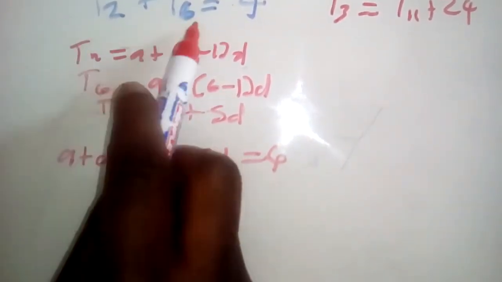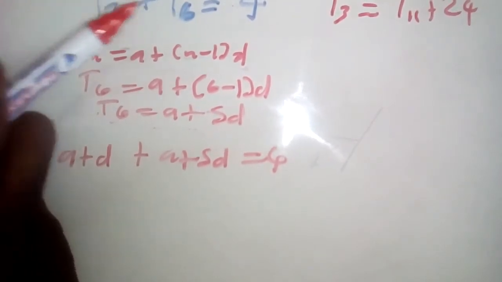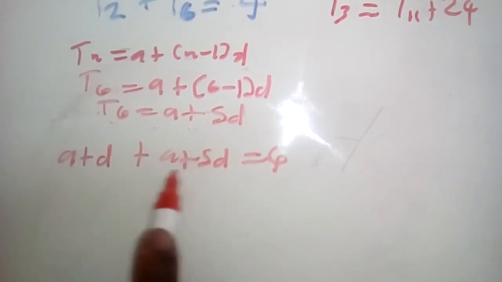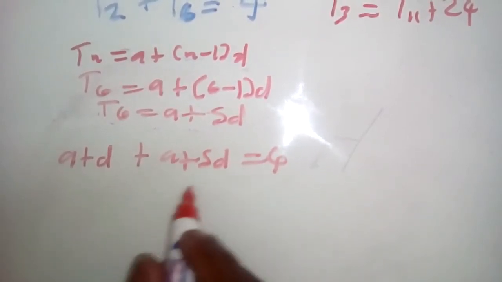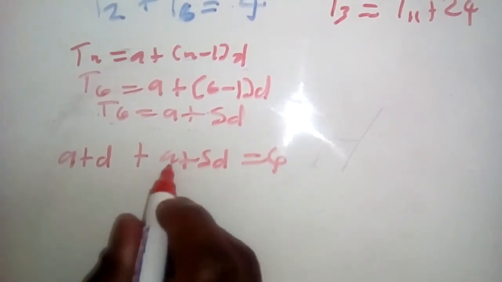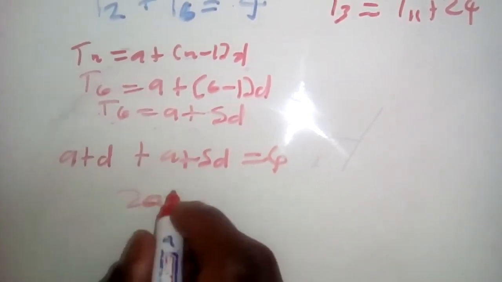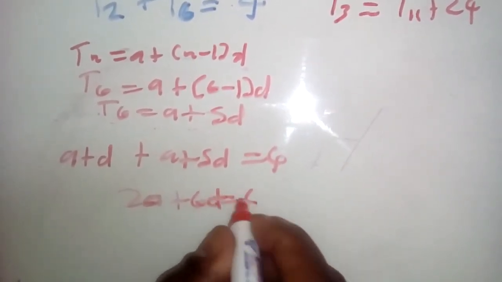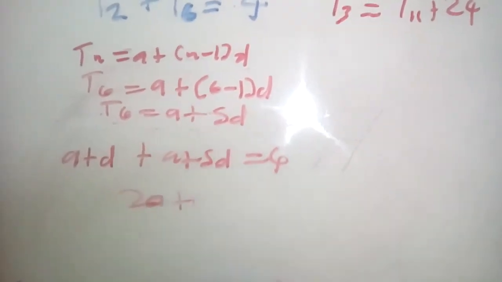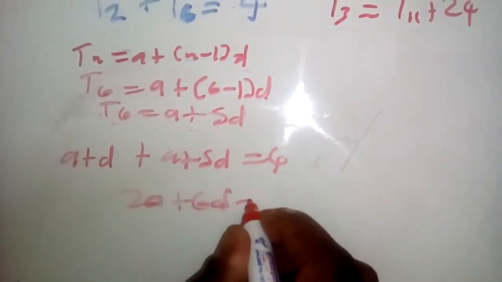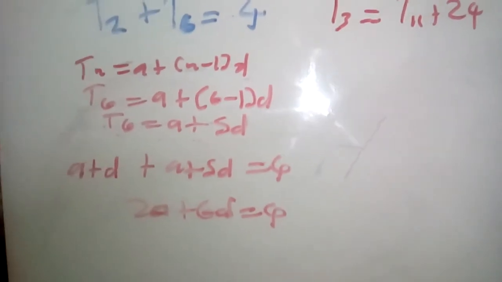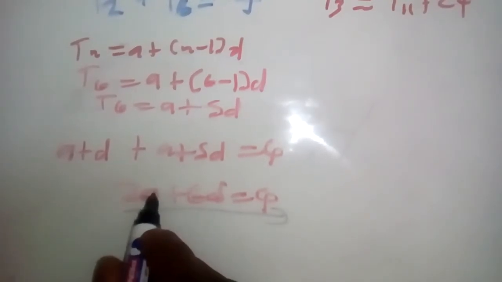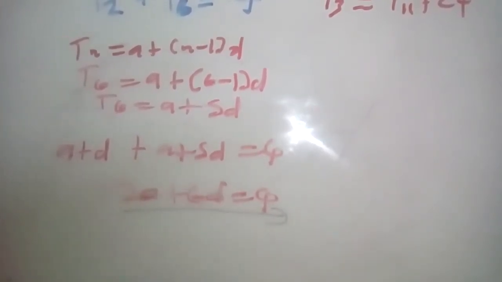So that's what I did. In place of this equation, I substituted the expression of T2 and the expression of T6. T2 was equal to a plus d, and T6 is equal to a plus 5d. Then I can simplify this equation. a plus a is 2a, d plus 5d is 6d. So 2a plus 6d is equal to 4. There we have it, I created a first equation. Since we've got two unknowns, a and d, I have to create another equation.